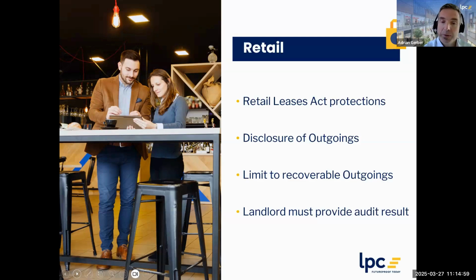Next one being regular outgoing estimates and auditing. Landlords must provide an annual estimate of outgoings. At the end of each financial year, the landlord must provide a written statement of actual outgoings certified by a qualified accountant within a specified time period. If the actual outgoings are lower than estimated, the tenant must be reimbursed.